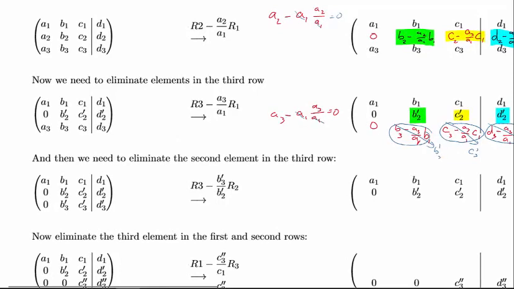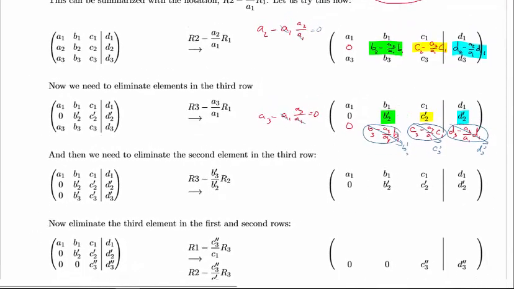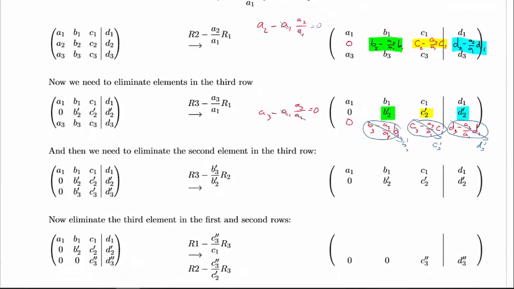Next, we want to eliminate the second element in the third row. As you can see, we wrote those out here. See how it's recorded right there. All right, so we're going to eliminate the second element in the third row. So we're eliminating that element right there. That's the goal to eliminate.